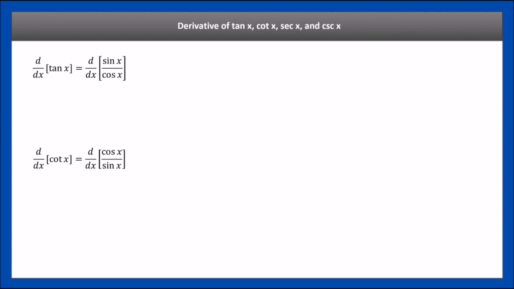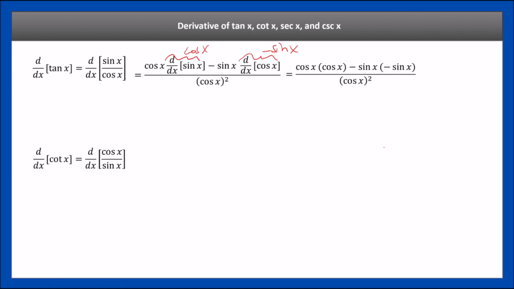Okay. So again, we've got to do low d high, right? So that's the first part. So cosine x times the derivative of the high function. Well, the derivative of sine is cosine, right? And the derivative of cosine is negative sine. So we got cosine times cosine, negative sine x, minus sine x times negative sine x.